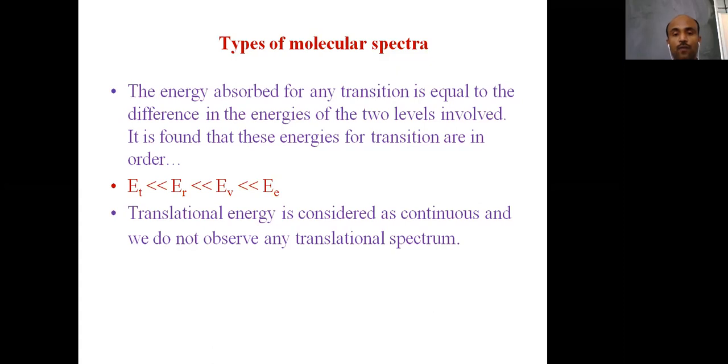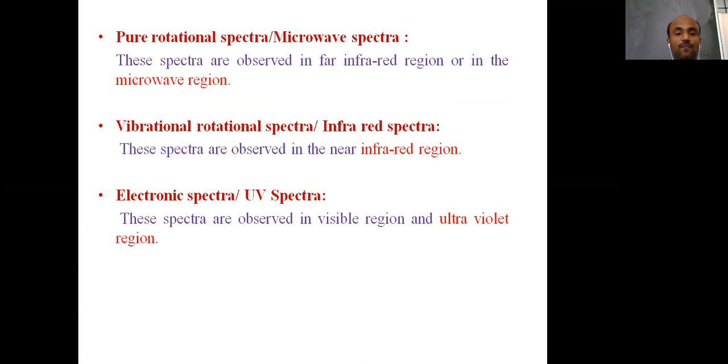Next, types of molecular spectra. The energy absorbed for any transition is equal to the difference in the energy of the two levels that are involved, and it is found that these energies for transitions are in the order: translational energy is less than rotational energy, rotational energy is less than vibrational energy, and vibrational energy is less than electronic energy. So the translational energy is considered as continuous, and we do not observe any translational spectrum.